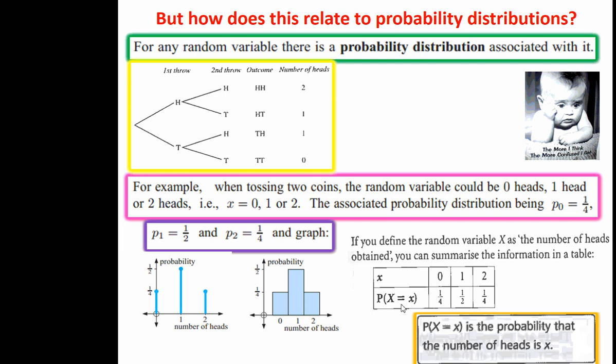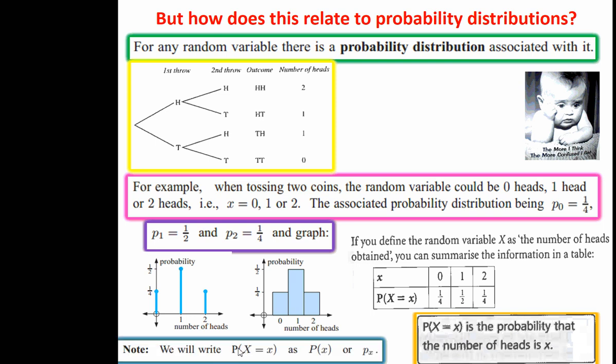So probability, what does that mean? Probability x equals lowercase x is the probability that the number of heads is x. So the probability that the number of heads is 0 is that. Probability that the number of heads is 1 is that. Probability that the number of heads is 2 is that. So this is kind of getting used to the terminology and the notation. You start to see this kind of notation pop up a bit.